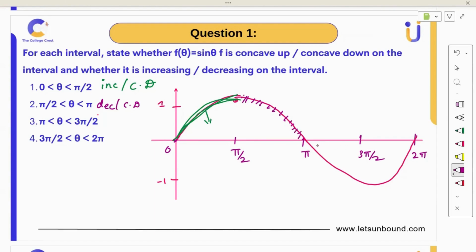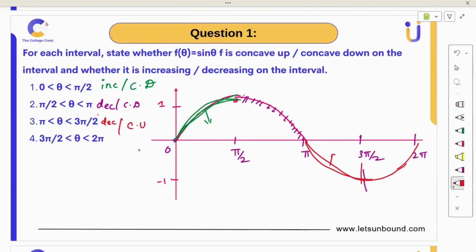Okay. After pi, pi to 3 pi by 2, actually this is the minimum, I mean. Pi to 3 pi by 2, it's decreasing. It's going low. Y value is getting lesser. So decreasing and concave up in this case. Okay. It's decreasing but concave up.